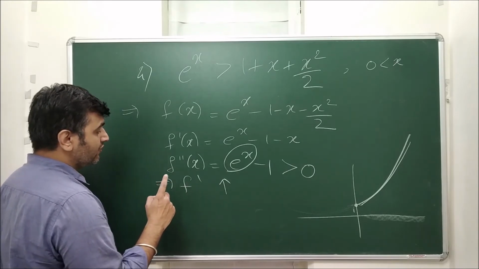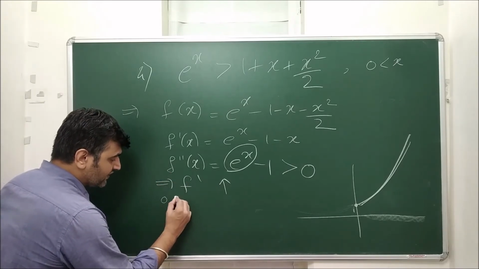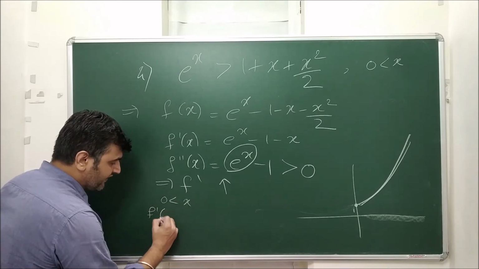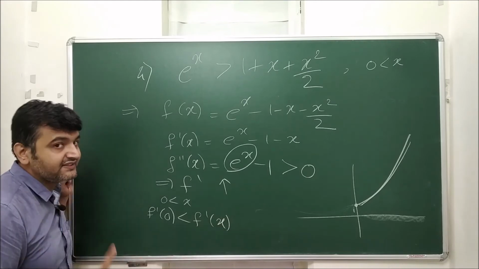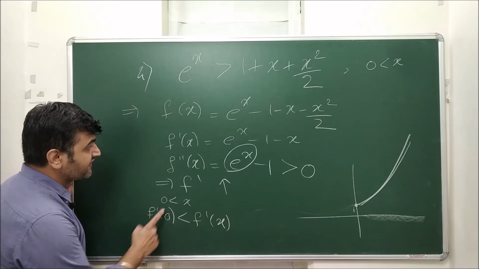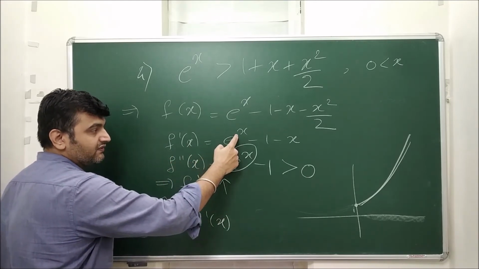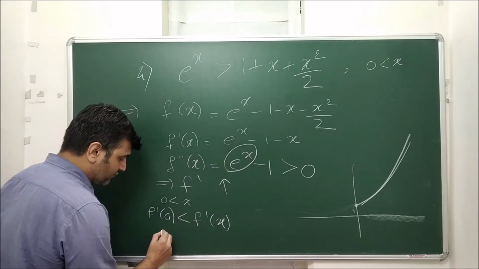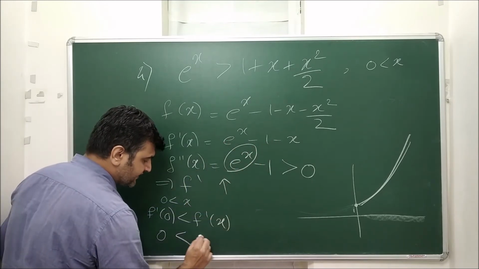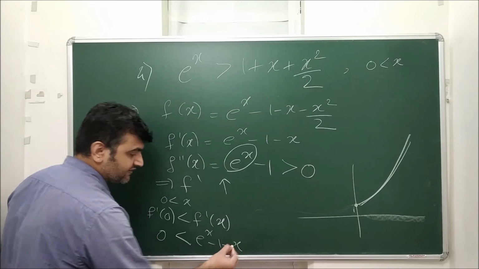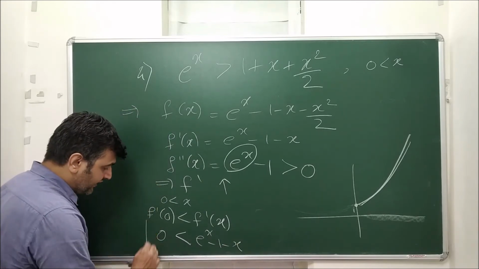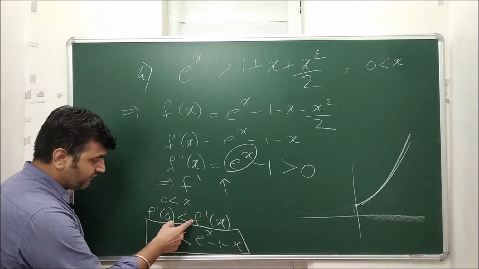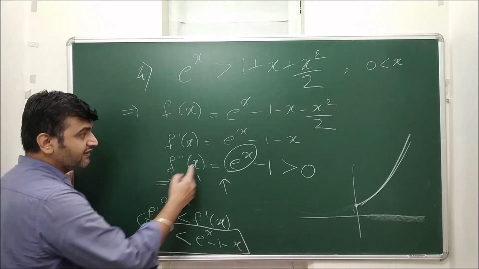Okay, good. Now, your 0 is less than x, so therefore your f dash of 0 is less than f dash of x, because my f dash is increasing. Cool. What is f dash of 0? e raised to 0 is 1, 1 minus 1, so this is 0. f dash of x is as it is, e raised to x minus 1 minus x. So what do you get? With the help of f double dash, I am getting that my f dash of x is greater than 0.